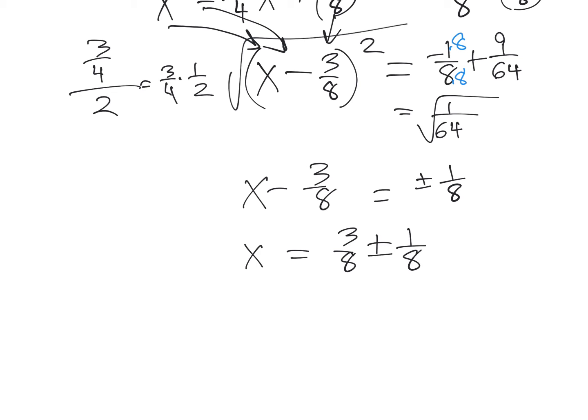Now, 3 plus 1 is 4, 4/8 is 1/2, 3 minus 1 is 2, 2/8 is 1/4. So those would be your two solutions. All right, so that's completing the square.